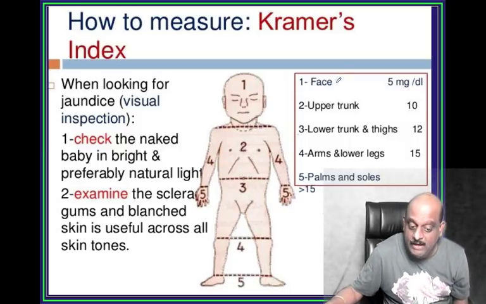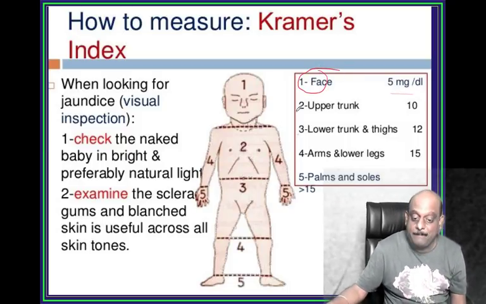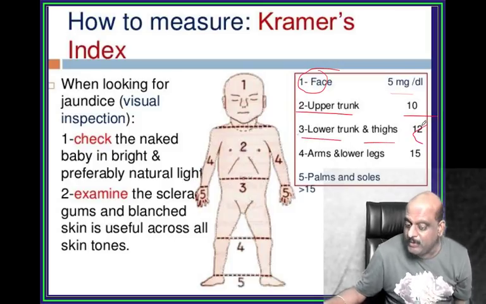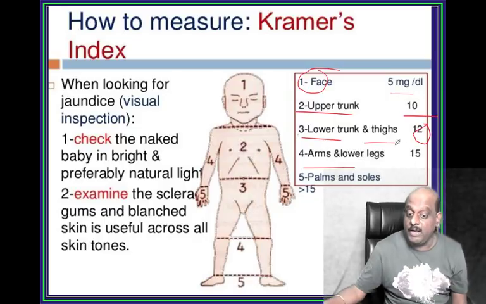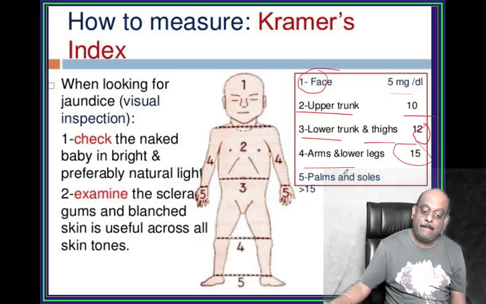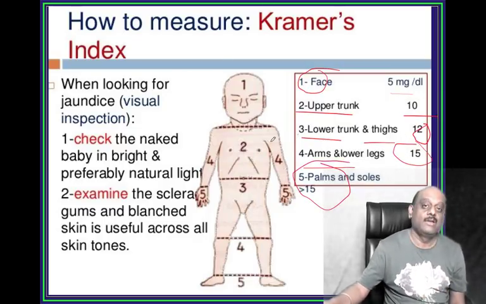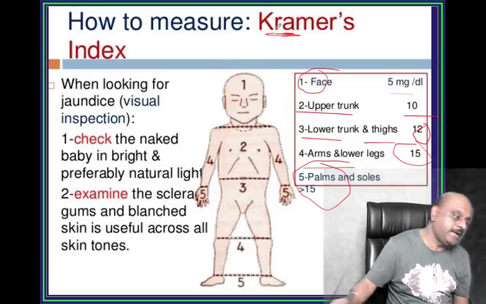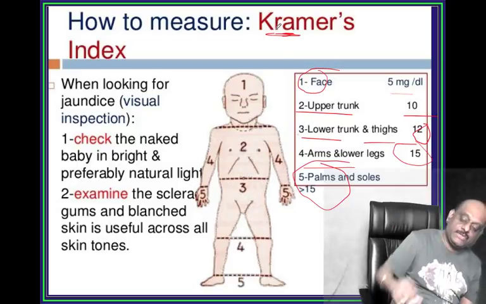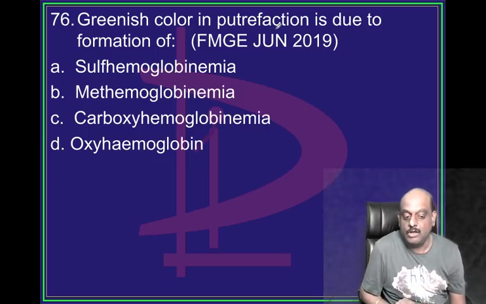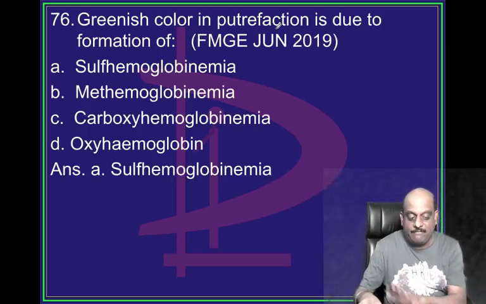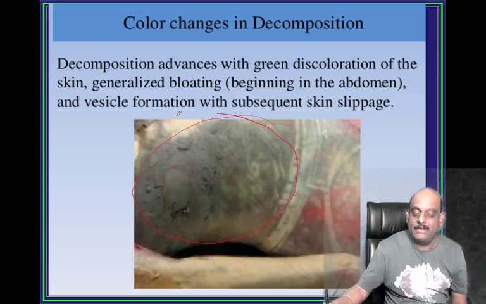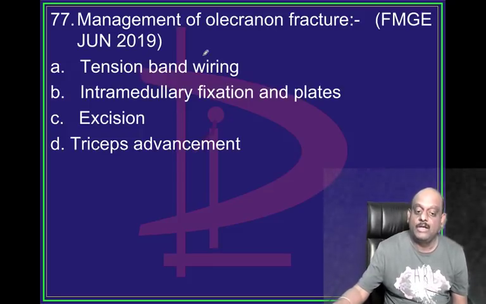Only face yellow, 5. Upper trunk yellow, 10. Lower trunk and thighs yellow, 12. Arms and lower legs yellow, 15. Palms and soles yellow, more than 15. That is called Kramer's index, which is going to be asked in tomorrow's exam. Greenish color of the putrefaction is because of the sulfhemoglobin, is what you need to remember.